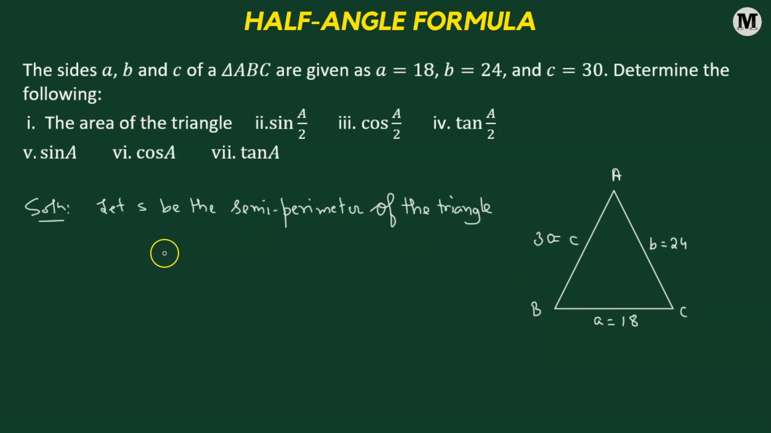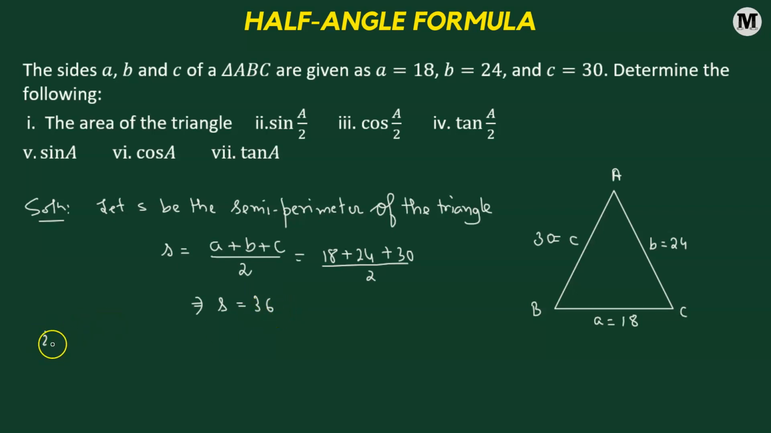Now, the semi-perimeter of a triangle is defined as follows: we take the perimeter of the triangle first, which is a plus b plus c, and then we take half of that value. That's going to give us the semi-perimeter of the triangle. Now a, that's 18, will be added to 24 and that will be added to 30, divided by 2, and this gives us the value of the semi-perimeter of the triangle as 36. We're going to use this value.